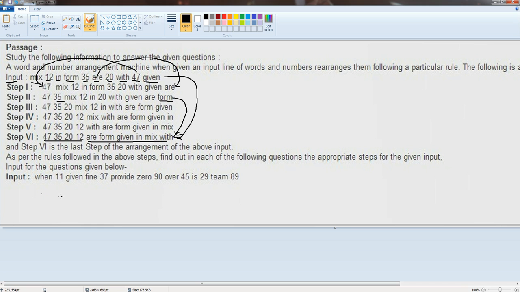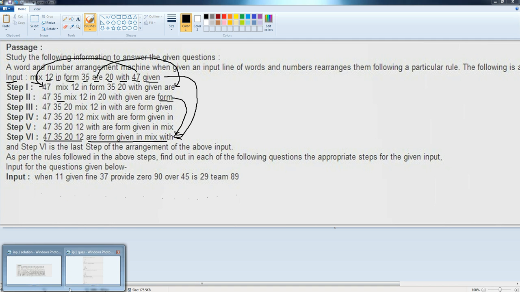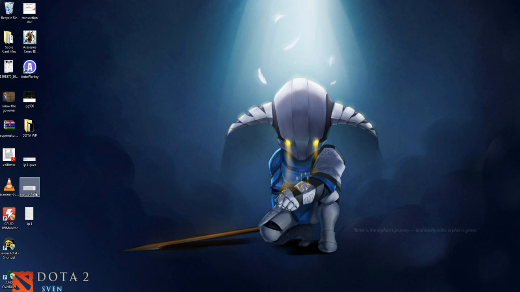The input is: when 11 given, find 37, provide 0, 90 over 45 is 29, T 89. So we already know the movement: the largest element goes first, the numbers are to be arranged in descending order and the words in ascending order. I already have the solution for this. Let me show you.